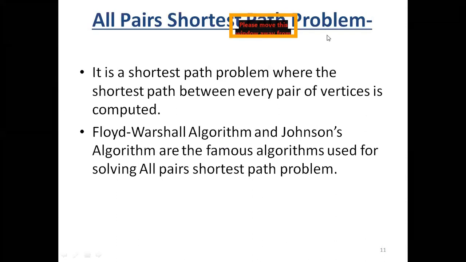All pairs shortest path problem is another one. It is a shortest path problem where the shortest path between every pair of vertices is computed. We can calculate the shortest path between any pair of vertices in the given graph. The Floyd-Warshall algorithm and Johnson's algorithm are the famous algorithms used for solving all pairs shortest path problems.